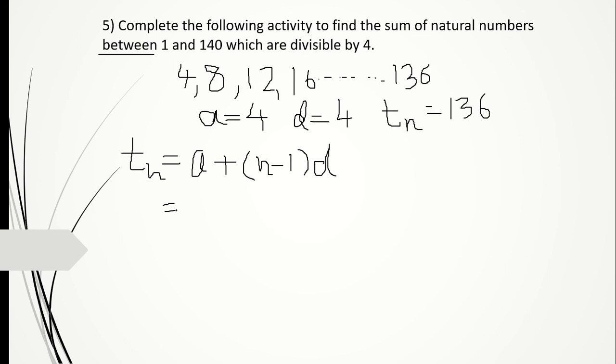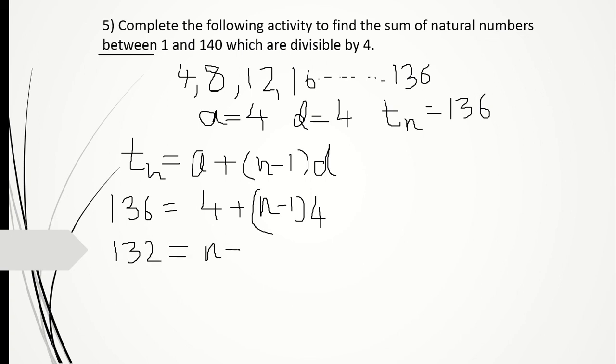A is 4, plus n we don't know, keep it as it is. D is 4 and we know the nth term, 136. So bring this 4 here, it will become 136 minus 4, that will become 132, which is equal to n minus 1 into 4.